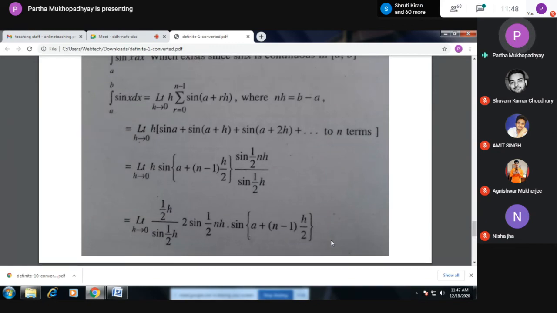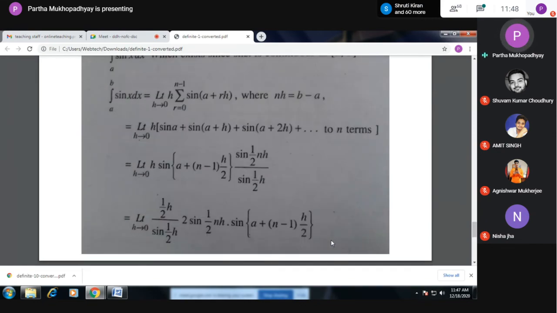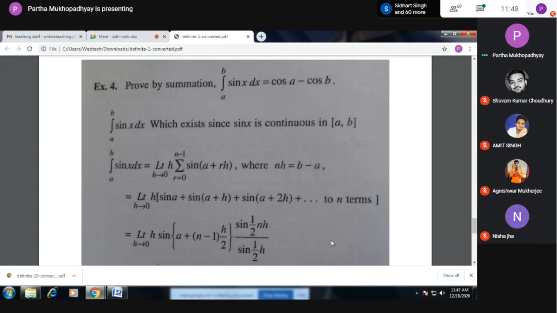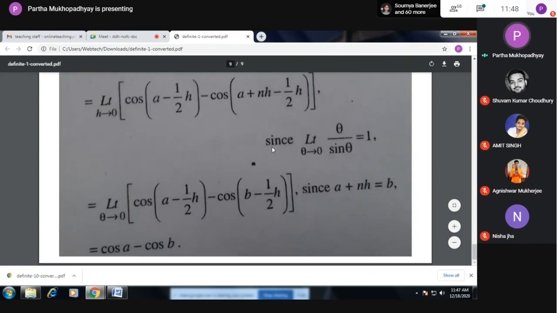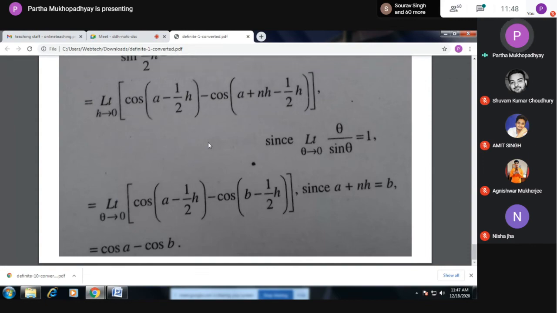But there is a slight mistake. This should be cos B minus cos A, right? No, it's okay, because sine x has integration minus cos x. So minus cos x will obviously give cos a minus cos b. Okay, it is okay. Cos a minus cos b. So the difficulty may come in the summation of f of a plus r h, that is a different thing, but the theory is the same for all. This way you have to solve the problems, okay?